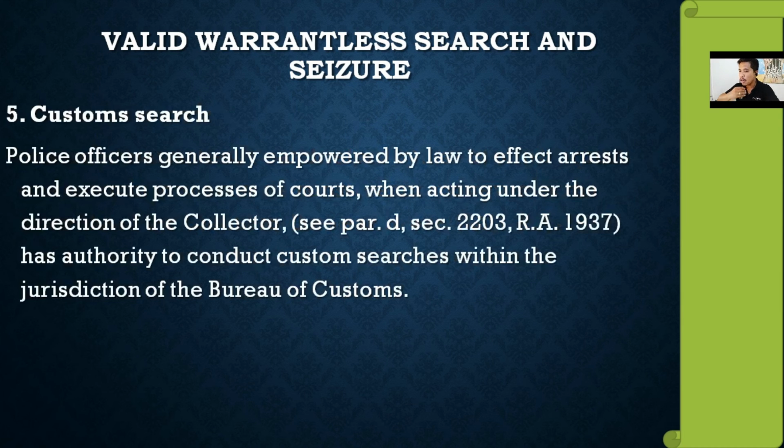On the other hand, the police officer will also have the authority in terms of customs search. They are empowered by law to effect arrest and execute processes of courts when acting under the direction of the collector. They have the authority to conduct customs searches within the jurisdiction of the Bureau of Customs without the warrant of arrest. But then again, it should be within the plain view doctrine. For example, they will go to the port and then try to see or supervise the flow of the passengers, and it so happens that they see a person looking suspicious, and you have the probable cause to arrest the person or to search the person, then you can do so without the warrant.